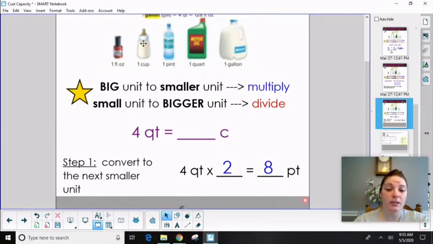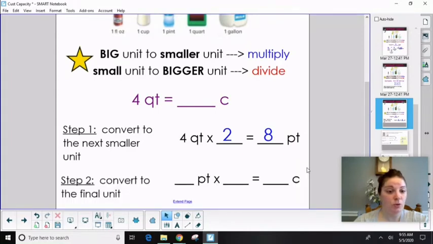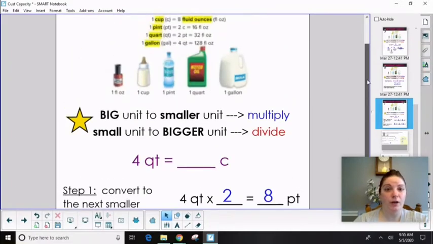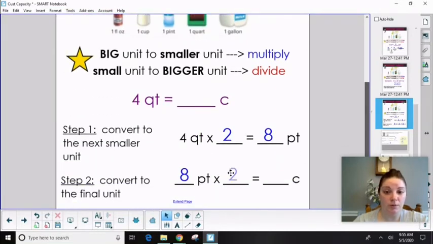And now we need to get down to the cups. So we need to convert those 8 pints down to cups. So step 2 is to convert to that final unit. So we take our 8 pints and find our conversion factor. We're still multiplying because we're going from bigger to smaller. So we're going from pints to cups. So 1 pint equals 2 cups. That's our conversion. 8 times 2 equals 16. So 4 quarts equals 16 cups.